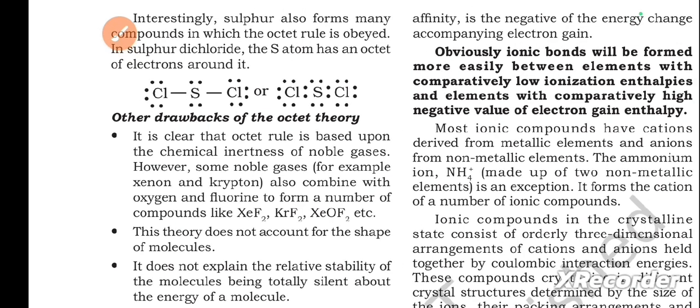First one. It is clear that the octet rule is based upon the chemical inertness of the noble gases. However, some noble gases, for example xenon and krypton, also combine with oxygen and fluorine to form a number of compounds like XeF2, KrF2, XeOF2, etc.